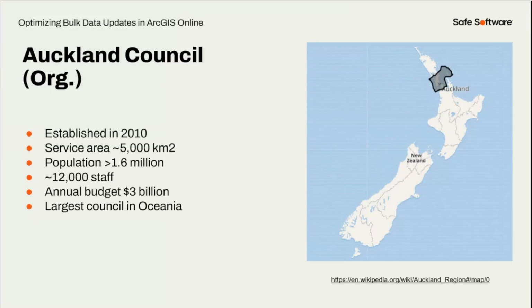The total service area that you can see highlighted in the map here spans just under 5,000 square kilometres and has a population of 1.6 million people. And just to put that in perspective, that's about 30% of New Zealand's total population. They employ around 12,000 staff and have an annual budget of $3 billion. And all these statistics combined make Auckland Council the largest council in Oceania, which includes New Zealand, Australia, Papua New Guinea, and the Pacific Islands.